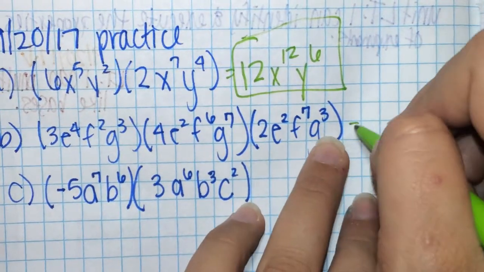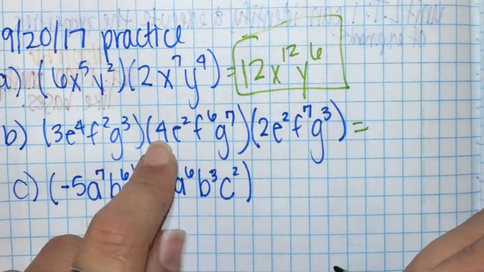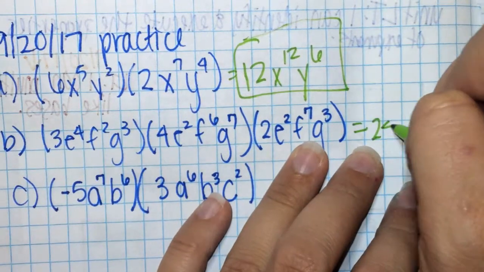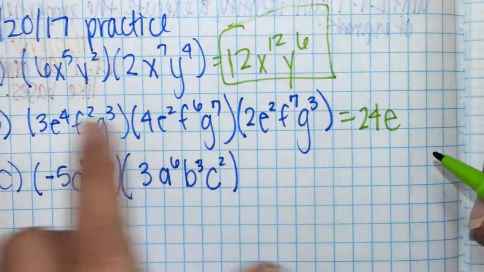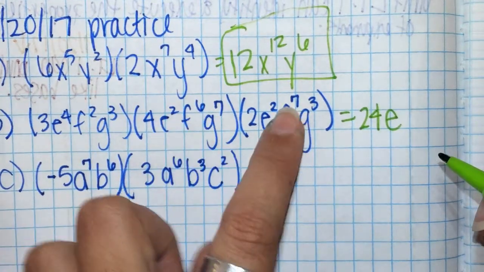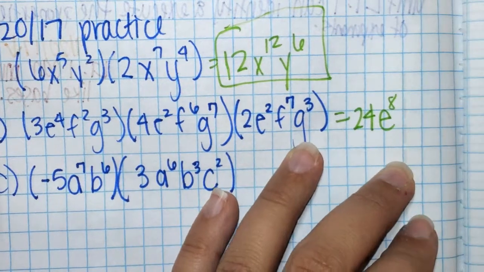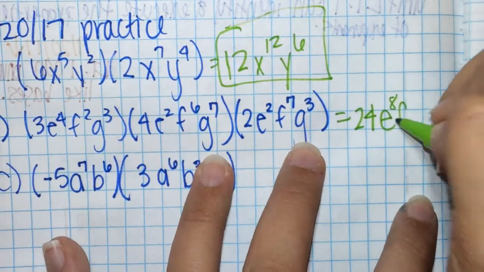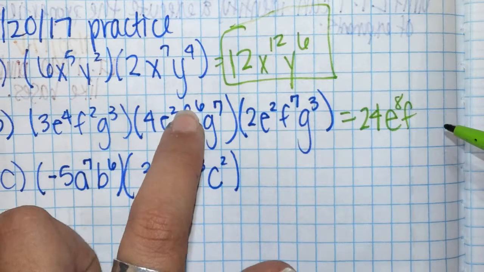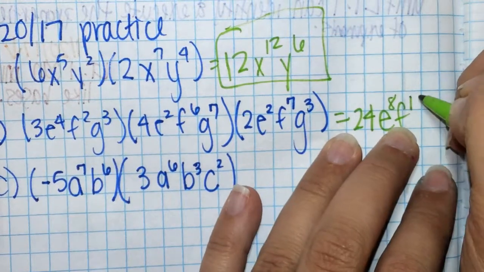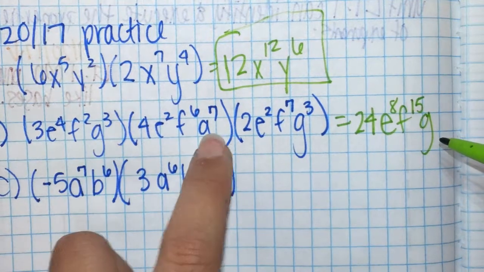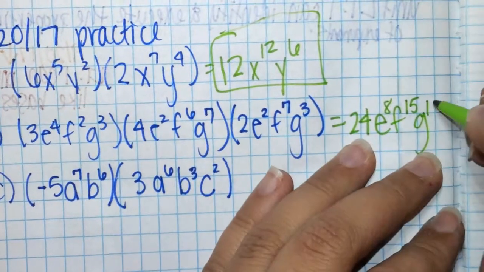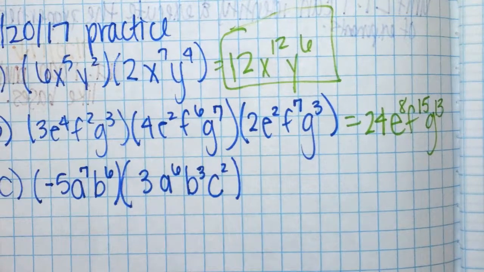For B, 3 times 4 is 12 times 2 is 24. And then e's, you have 4, 2, and 2. So 4 plus 2 is 6, plus 2 is 8. So e to the 8th. For F, you should have 2 plus 6 is 8, plus 7 is 15. So f to the 15th. And G, you should have 3 plus 7 is 10, plus 3 is 13. g to the 13th. How do we feel?